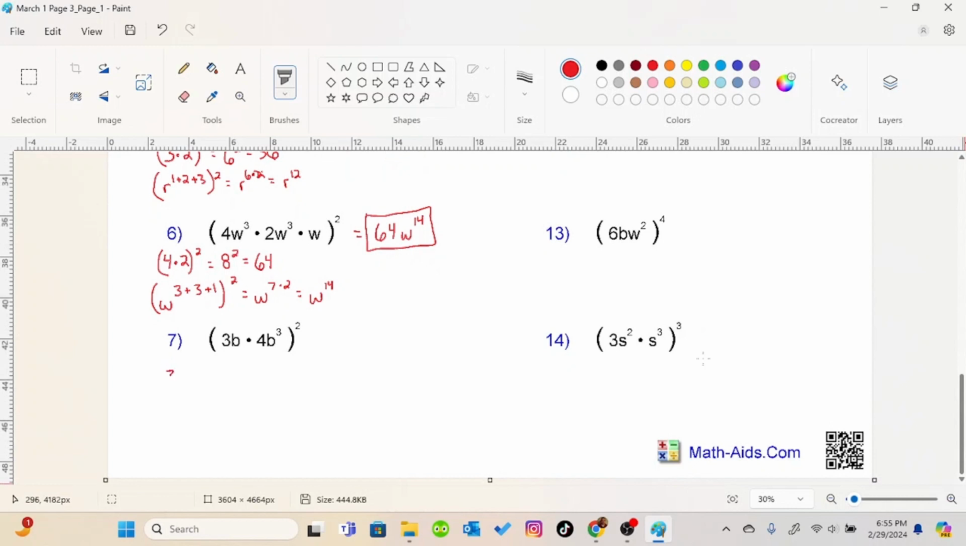Number 7. We have 3 times 4 squared. 3 times 4 is 12. And 12 squared is 144. Then we have B to the power of 1 plus 3 squared. That's B to the 4 times 2 equals B to the power of 8. So when we combine everything, we have 144 B to the power of 8. And that's the final answer.